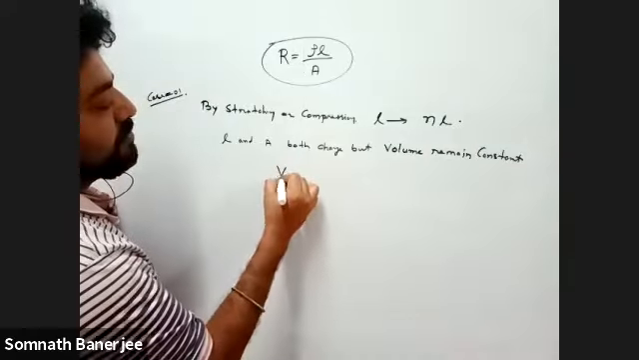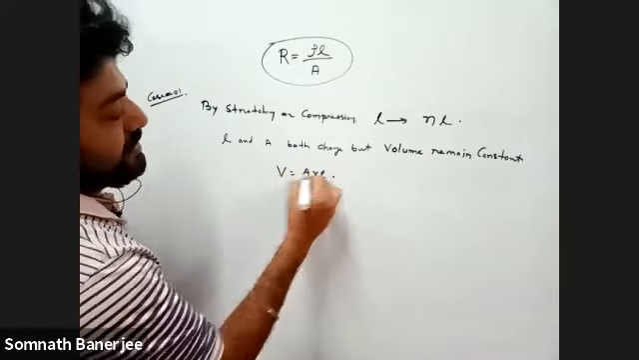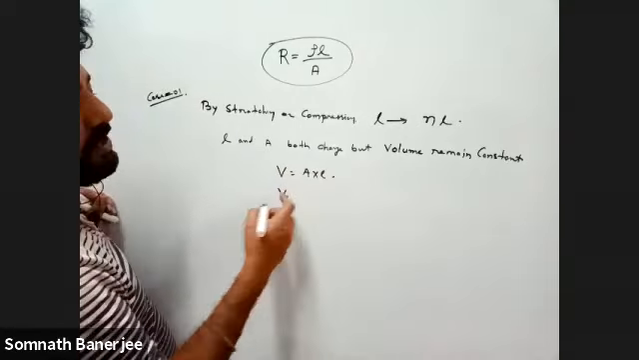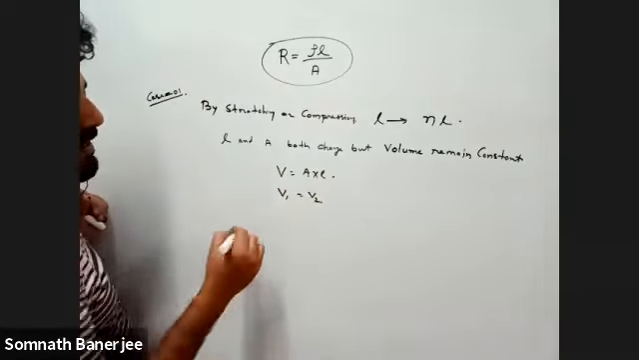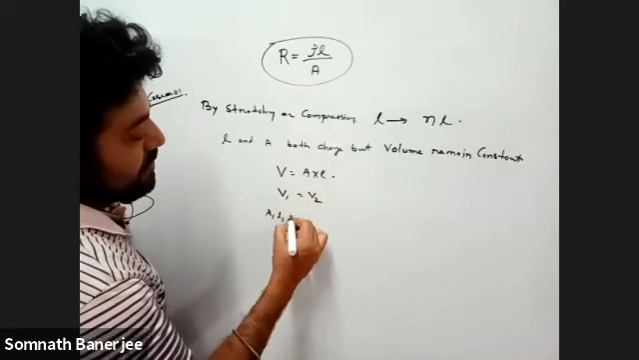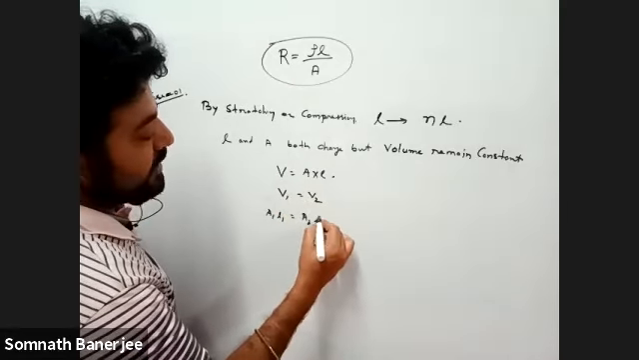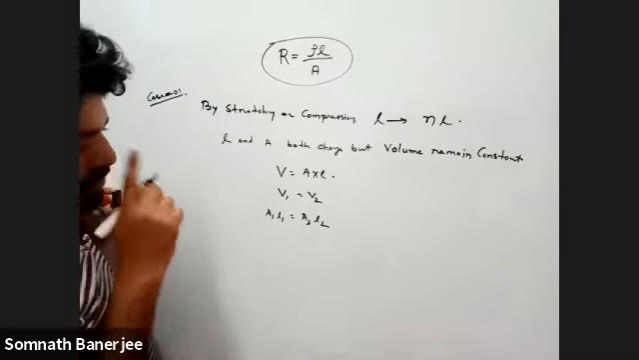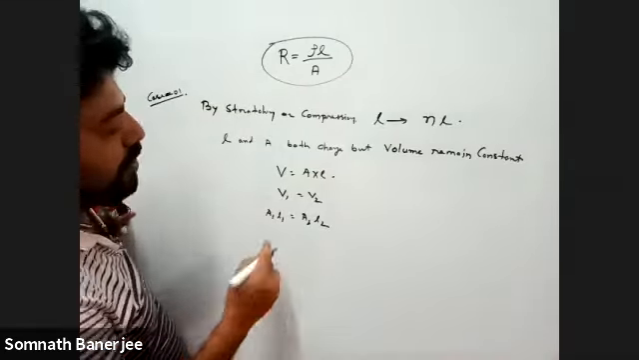So what happened? Volume is area into length. So we can say volume of the initial, 1 for the initial, 2 for the final. Area 1 into length 1 equals area 2 into length 2. So if we want to compare them, what happened?